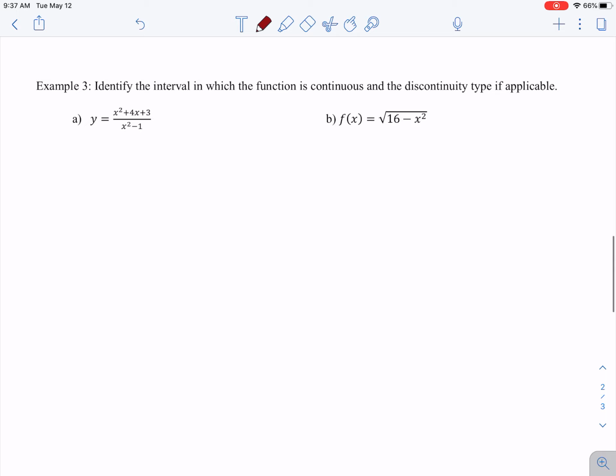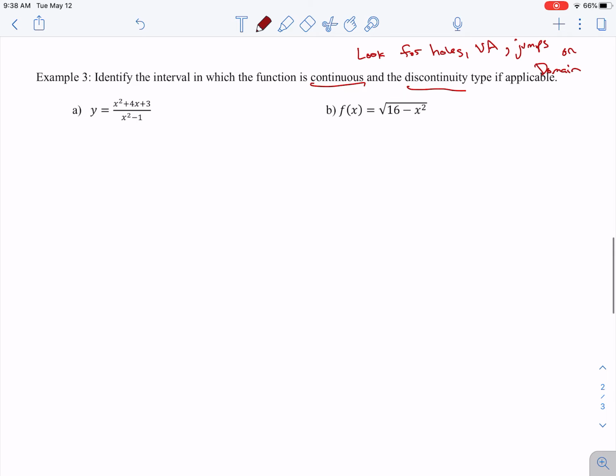All right, and then the last two questions. Identify the interval in which the function is continuous and the discontinuity type, if applicable. So this one, we don't need to prove that it's continuous, so we can just skip all those steps. What we want to do is find our discontinuity. So we need to look for holes and vertical asymptotes. Since there's no piecewise functions, I'll just say jumps. There's not any in these examples. This is going to be on the domain. So look for holes, vertical asymptotes, and jumps.